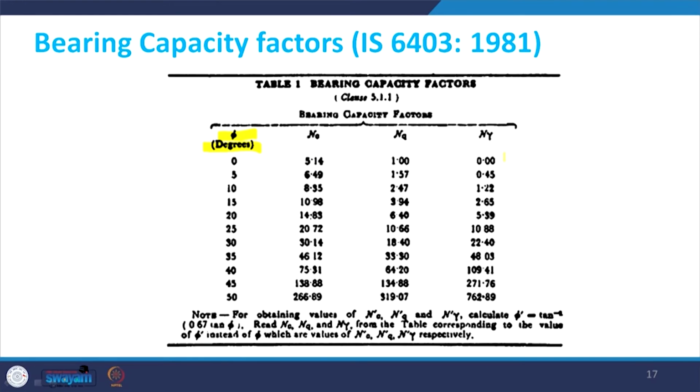Once you know these values of Nc, Nq, and N gamma, to get the values of Nc prime, Nq prime, and N gamma prime, we just need to decrease the value of phi, and the modified phi is obtained as we discussed already. Then, for that modified value of phi, whatever values of Nc, Nq, and N gamma you get from this table will be Nc prime, Nq prime, and N gamma prime.